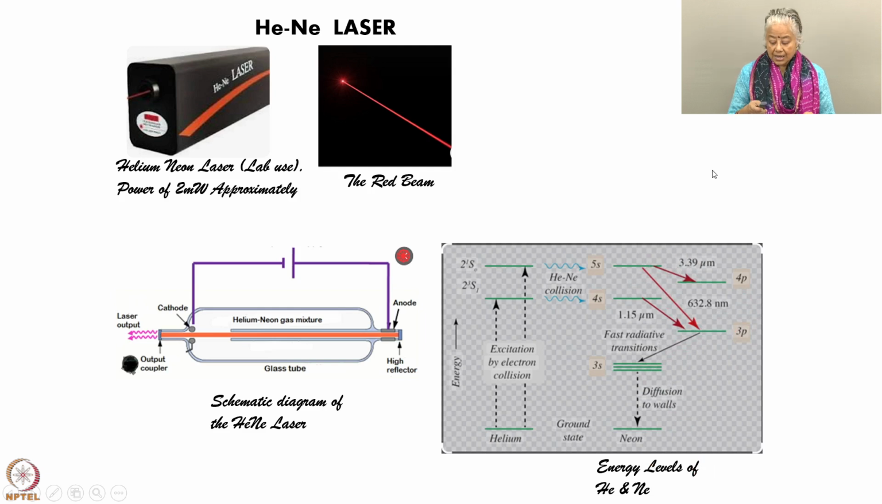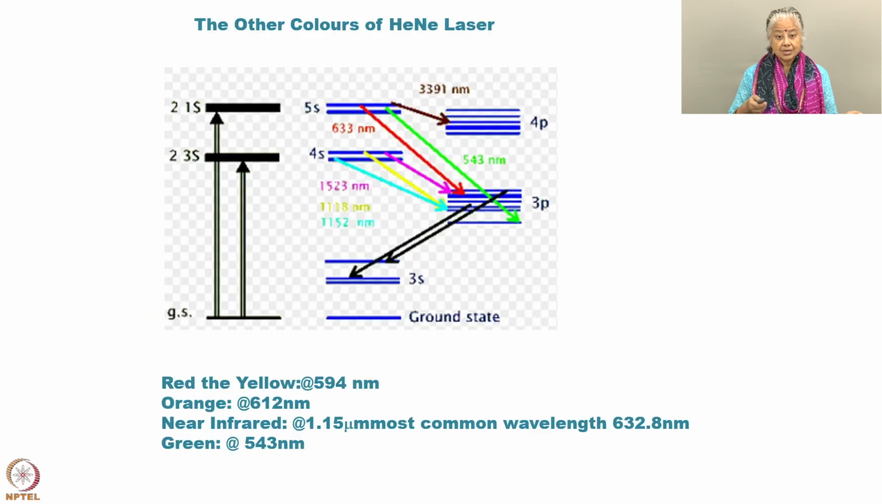Okay? Now, helium neon lasers are available nowadays in many other colors other than red. How does that happen? Initially, the red line was discovered, was invented, but later on people found that you can get some other lines also. Okay. So, which part of the energy level diagram will give me the other colored lights? Okay. So, these are the other colors of the helium neon laser.